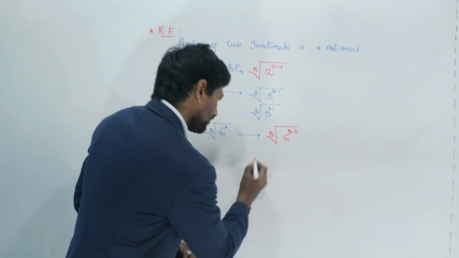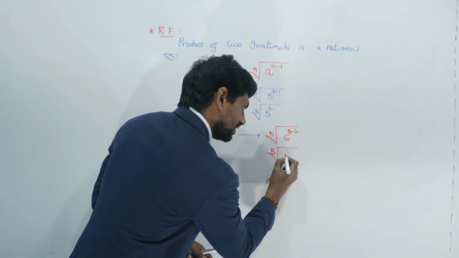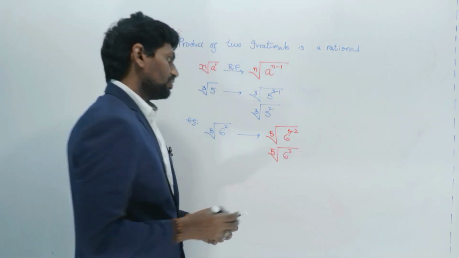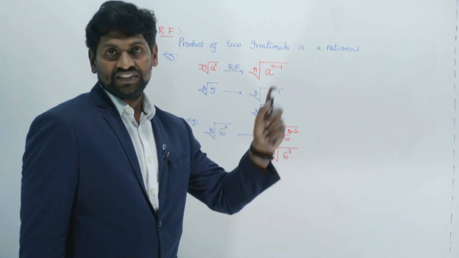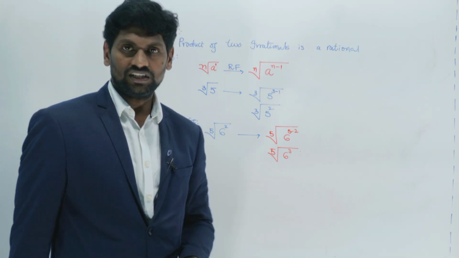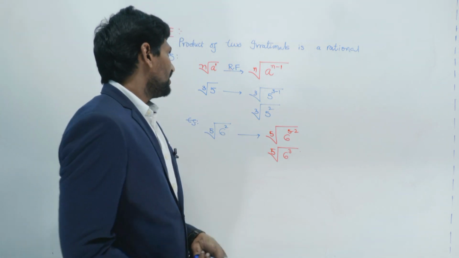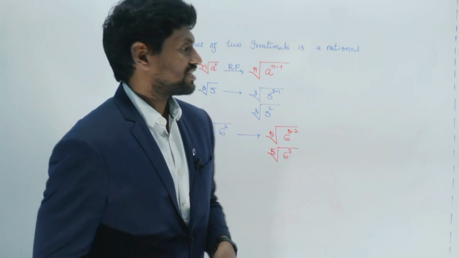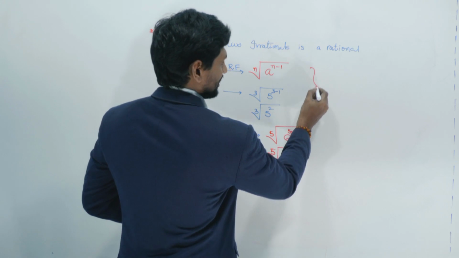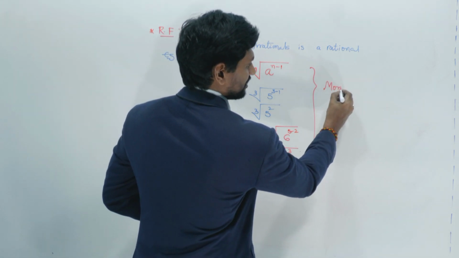5 minus 2, that is fifth root of 6 cubed. So this is the rationalizing factor of fifth root of 6 squared. Clear? Okay. So these are all the rationalizing factors of monomials.